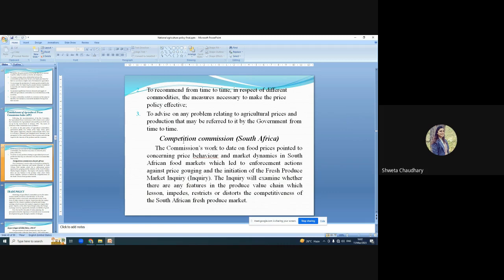So the inquiry will examine whether there are any features in the produce value chain which lessen, impede, restrict or distort the competitiveness of the South African fresh produce product. So there may be a commission that regulates the fresh produce. There is a fresh produce market inquiry. So I've seen this thing in South Africa. I found out from the net only. You can look upon this part. Okay.